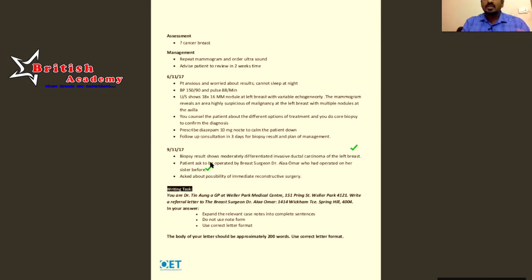We got to know the purpose. Now we are writing to the same person. If you see the writing task: write a referral letter to the breast surgeon, Dr. Ala Omar. So we get to know who the target reader is. We know the diagnosis. We got to know the patient's name. Your first paragraph can be formulated. Also, you know what to be done in these scenarios when you get such a case note. Things become very easy.